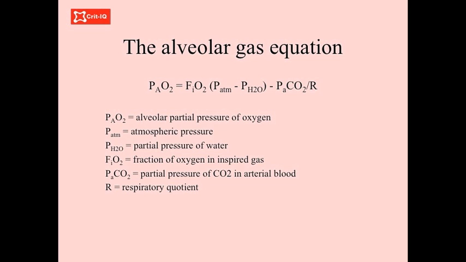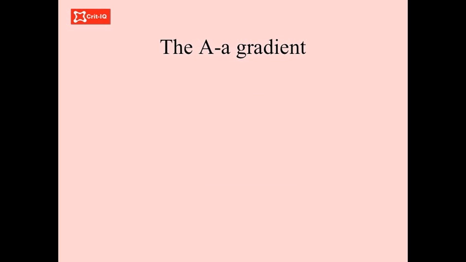Expired CO2 also takes up some alveolar space, and this is taken into account in the equation. PaCO2 must be adjusted to account for the respiratory quotient, usually assumed to be 0.8 for most patients. The AA gradient can now be calculated by subtracting arterial partial pressure of oxygen from the calculated alveolar value.